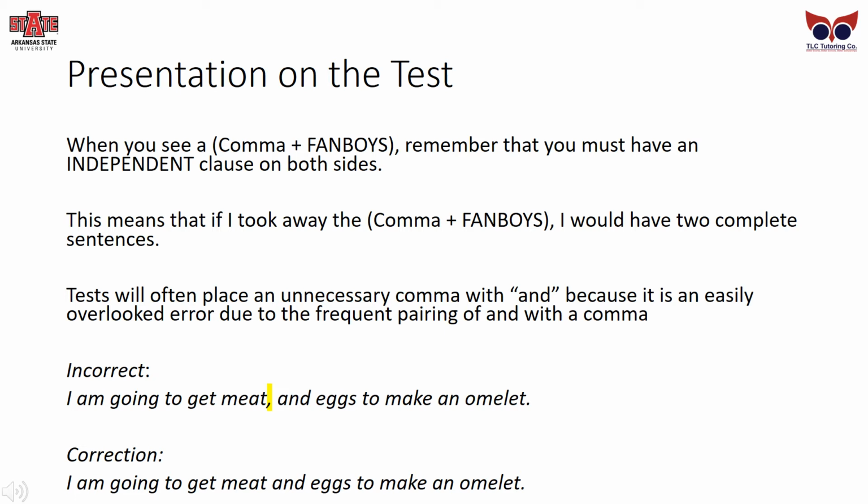I'm going to get meat, comma, and eggs to make an omelet. Because you're only getting 2 things, you do not need a comma before the word "and." In the correction, you'll note, I am going to get meat and eggs to make an omelet. No comma. In this same example, if you had 3 things, it would be necessary to use a comma, but as long as there are only two, no comma is required. Watch out for this common error on the test.